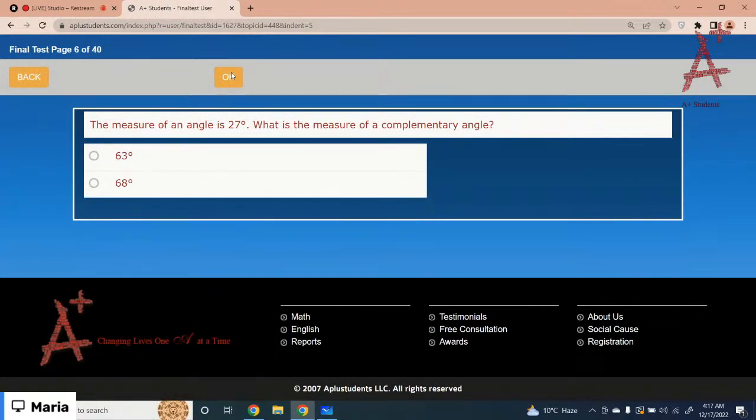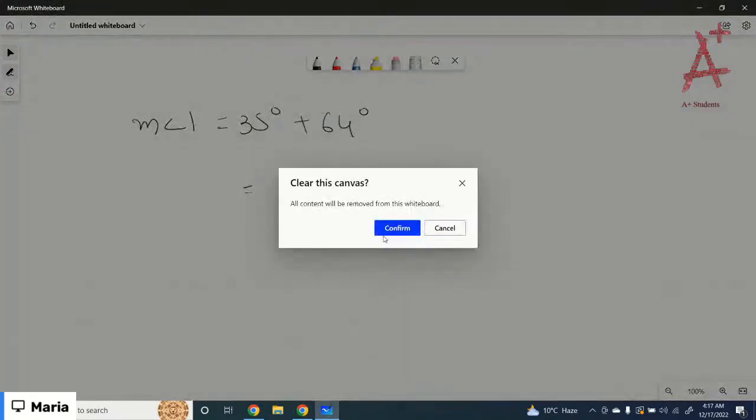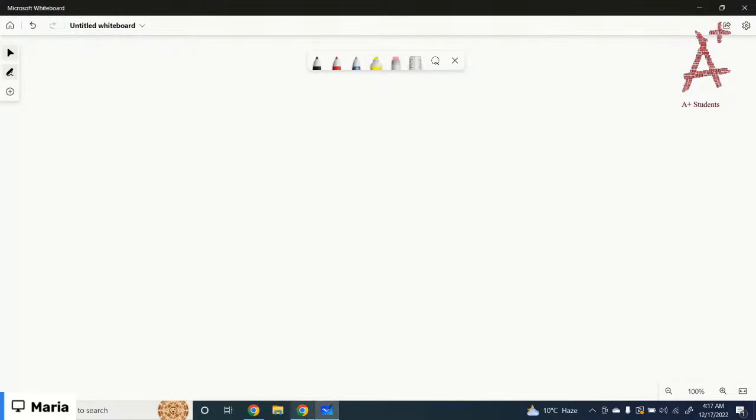Okay, the measure of an angle is 27 degrees. What is the measure of complementary angle? So the complementary angles must sum to 90 degrees. Got it? You are given one that is 27 degrees, and the other one you have to add, and together they make 90 degrees. That means you have to move the 27 to the other side. It would be 90 minus 27. Got it?